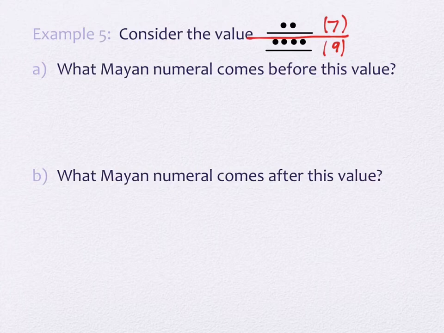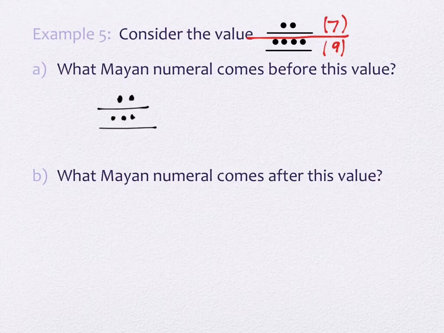Yeah, I just take away a dot. So 2 dots and a line, top number doesn't change. It's the larger digit. It doesn't change. The bottom one would change to having only 3 dots. I just take away a dot from the bottom. What about the number that comes after? Yeah, I'd add a dot.